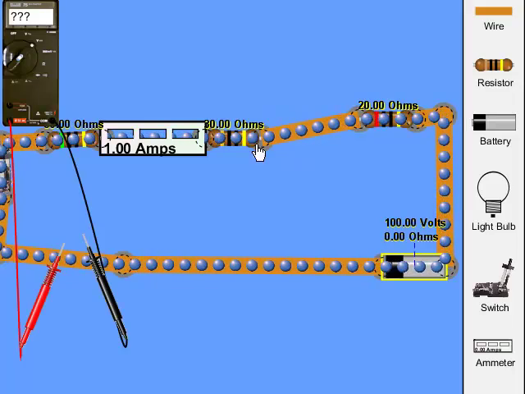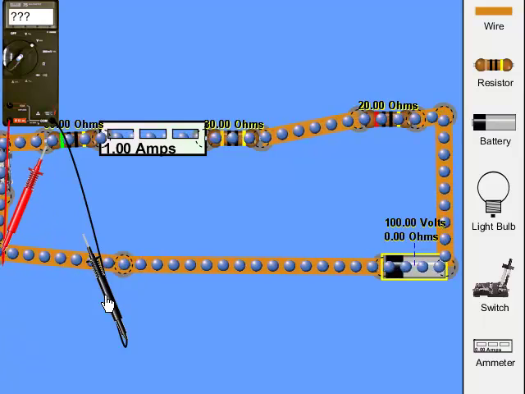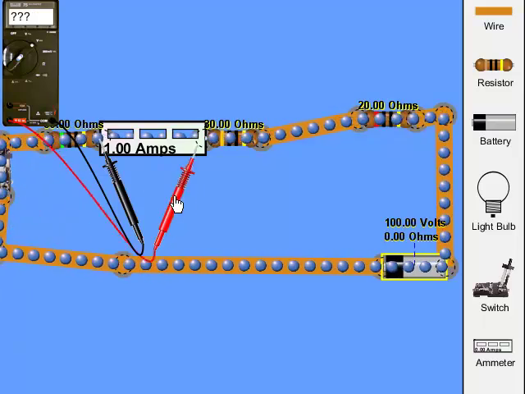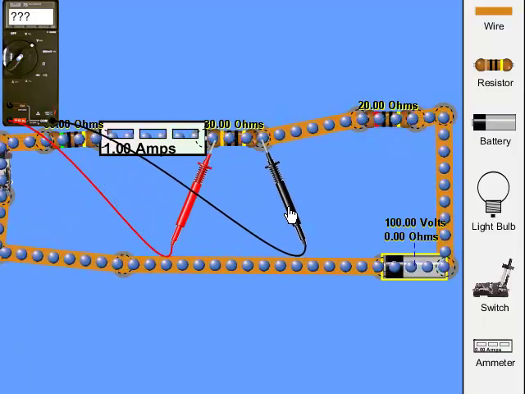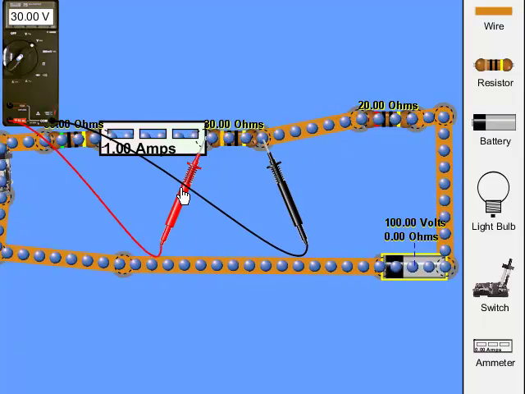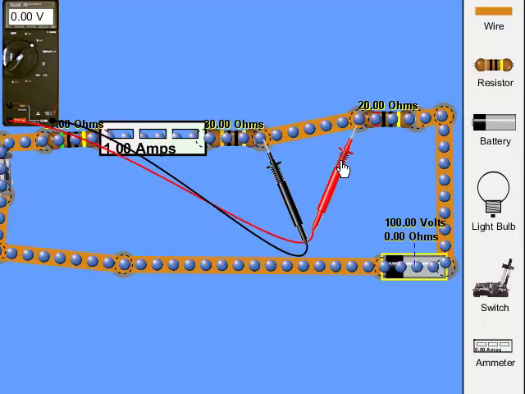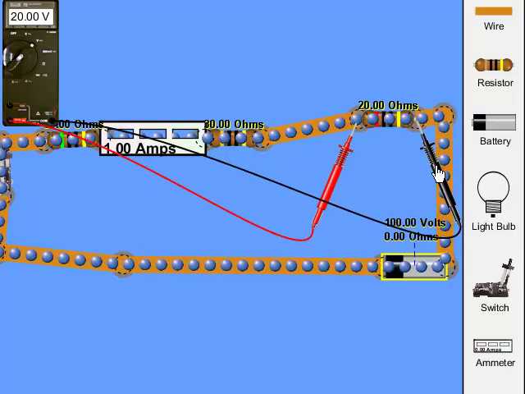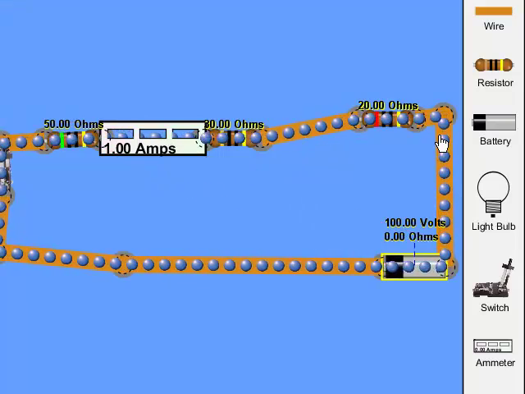So I'm going to use a voltmeter, and I show that right here we got 50 volts. Then over here we got, oops, there's the junction, 30 volts. And then over here we got 20 volts. Okay. I'm going to take the voltmeter away.